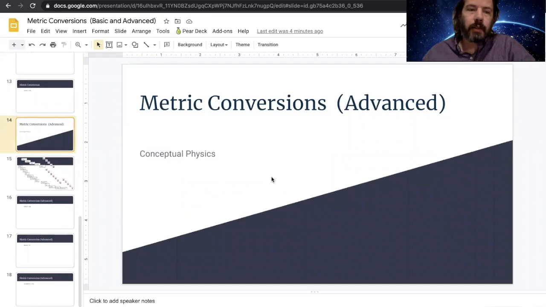Hi, I'm Mr. Franklin, and this is part two. This is advanced metric conversions. So if you want to know more about how the metric system is put together, you can see my previous video. But in this video, we're going to go to the extreme ends of the metric system and take a look at how to do basic conversions with them.